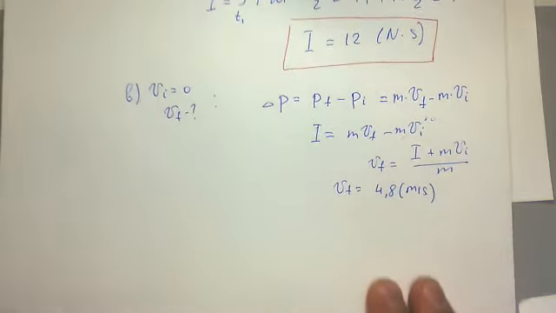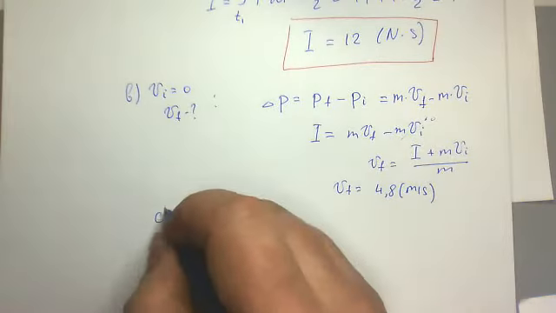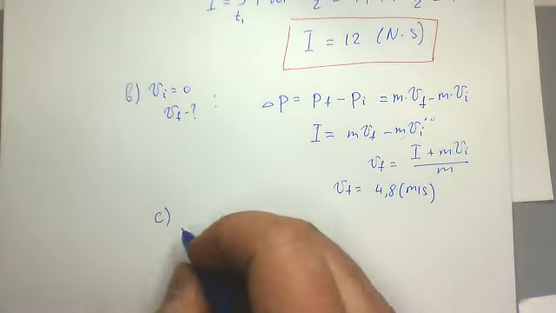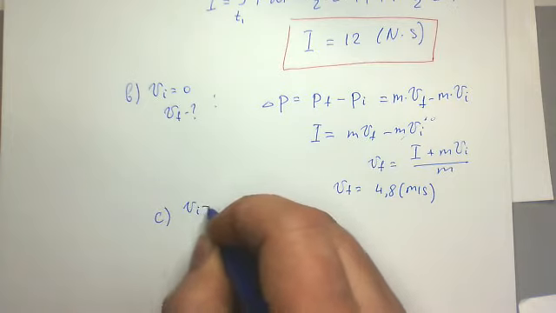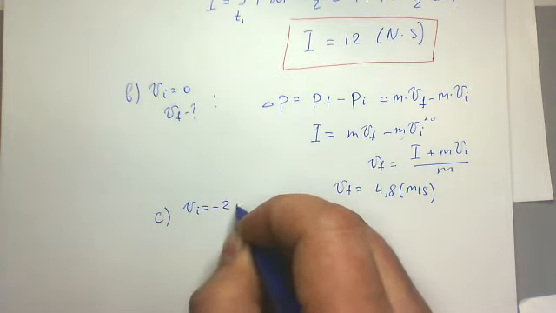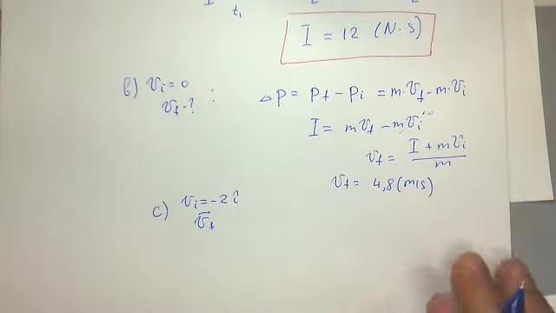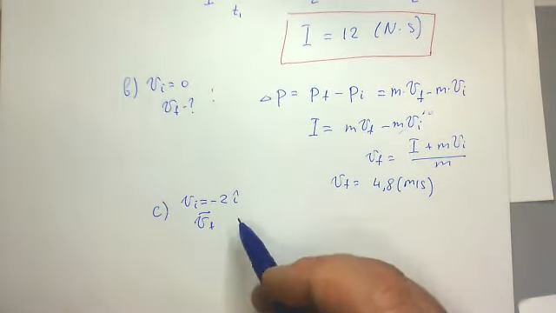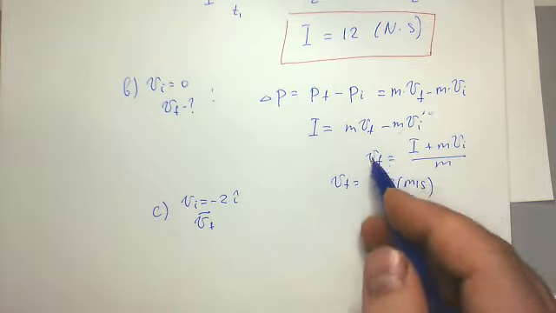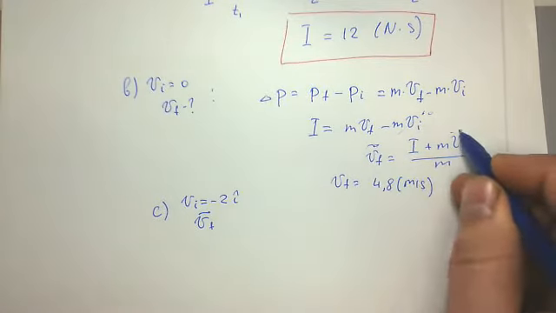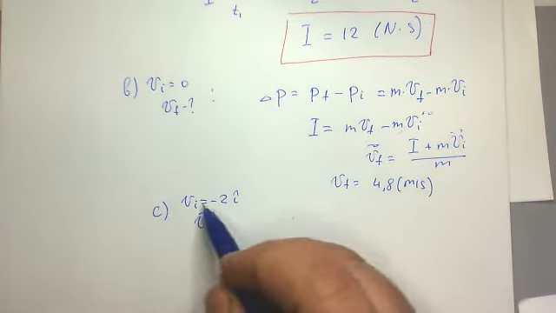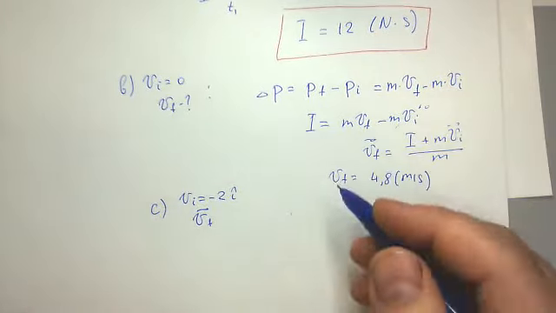Okay, now in part C, we have to find the final velocity if the initial velocity is minus 2 i hat meters per second. We need to find the final velocity. So again, just use this general expression. It can also be expressed in vector form, and you will just substitute the initial velocity here, since this is one-dimensional motion.